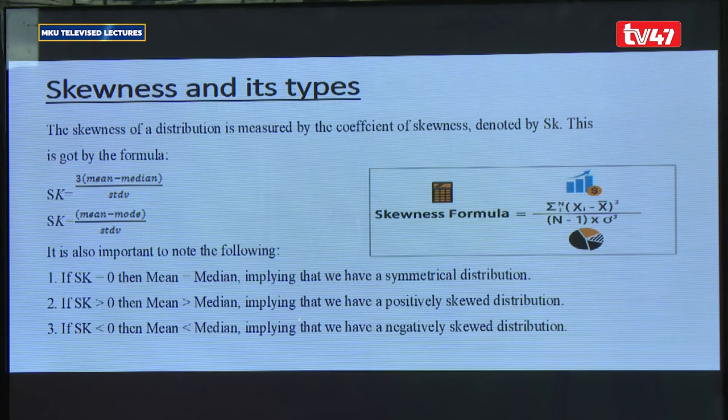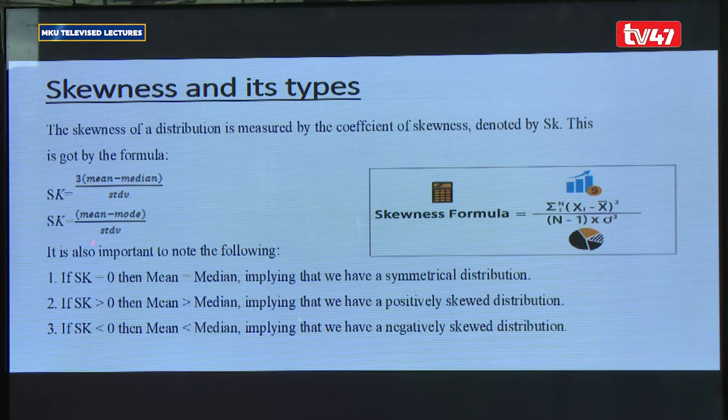We also use a formula when it comes to measuring the skewness. We use SK here, standing for the skewness, and then we have 3 times (mean minus median) divided by the standard deviation, where if the skewness turns out to be 0, then it means we have a normal distribution. The mean, the median, and the mode are the same, giving us a symmetrical distribution.